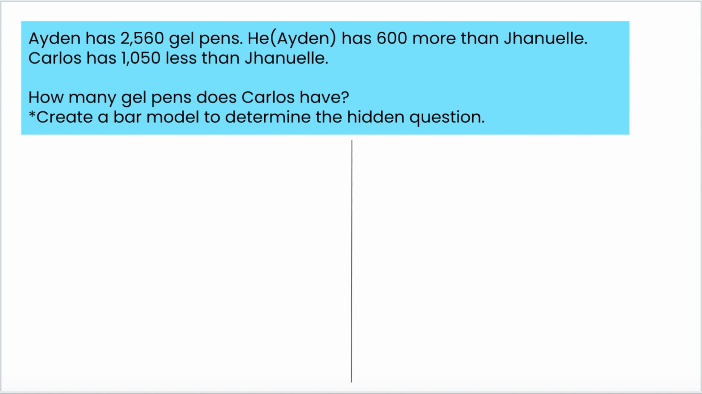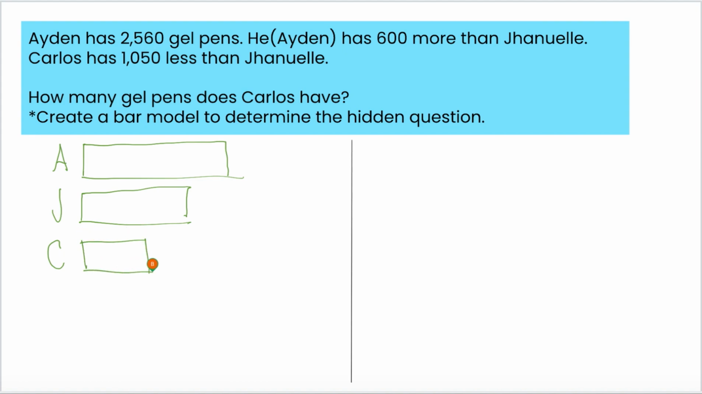So I know I have my character Aiden, and he has some gel pens. Aiden has more than Januel. So that leads me to understand that Januel has less, Aiden has more. But now I have a third character in this problem. I have Carlos. Carlos, even without looking at the numbers, the problem's telling me he has less.